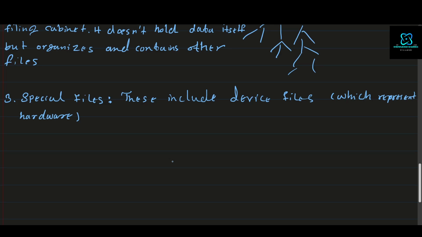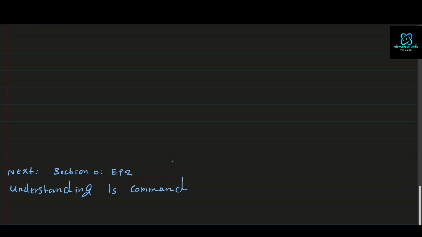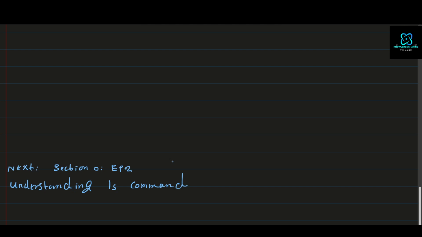So that was it for this episode. In the next one, which will be episode 2, we are still in section 0, the first section. We are going to explain with the help of an analogy what the ls command is and how it works.